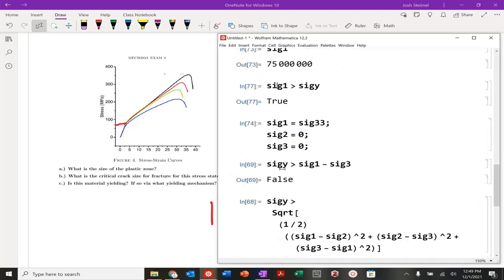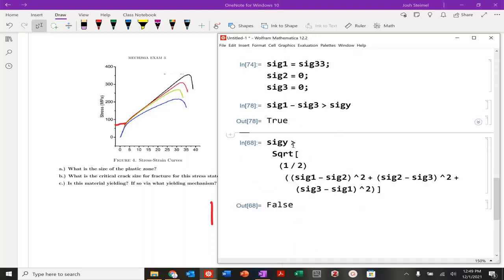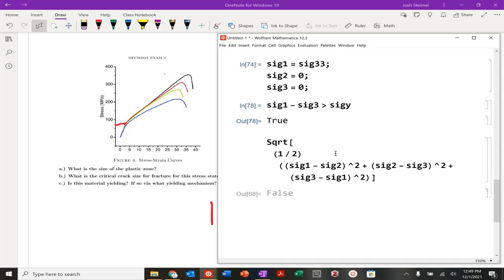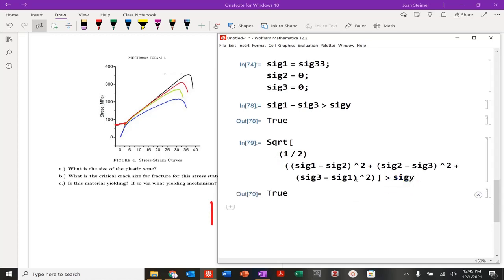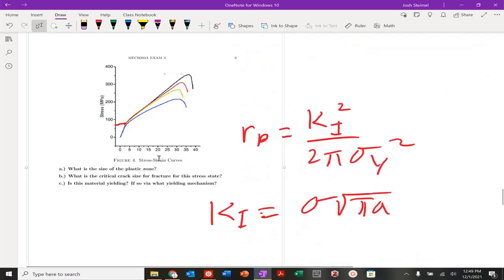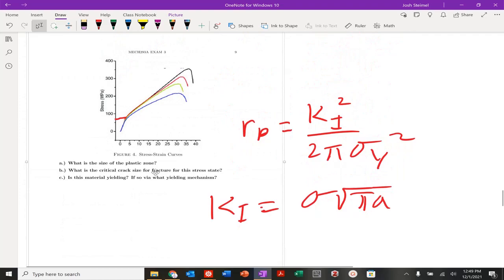Yes. So we are yielding. Is sigma 1 minus sigma 3 greater than sigma y? For sure, yielding. And then, is my effective sigma greater than sigma y? Greater than sigma y. So yeah, we are definitely yielding. That's a huge stress. Excellent.